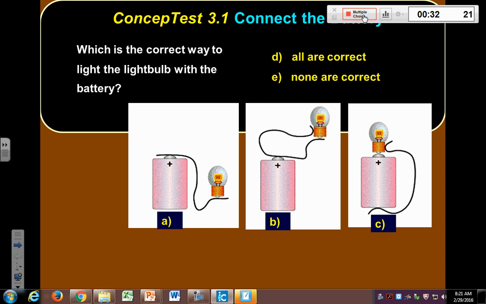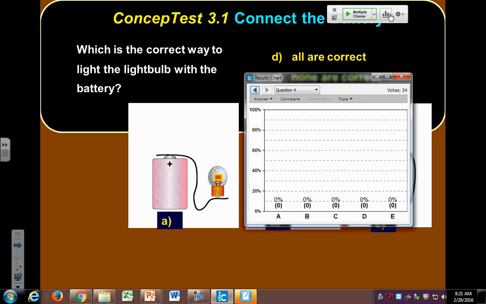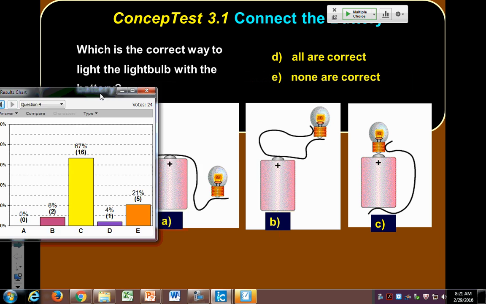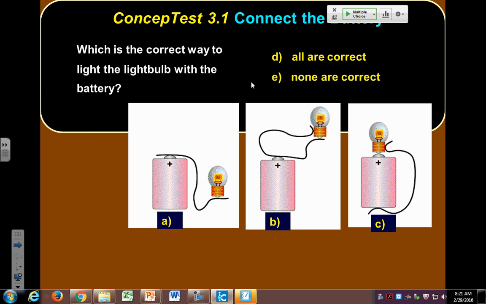All right, I'll stop at 40. C is right. In order to have a circuit, you have to have a continuous path for current to flow. And so your current starts on the big side, goes through my resistor, comes out here, and then comes back to the negative side, or the low potential side. So C is the right answer. All these others are incomplete circuits. They don't complete the circuit.